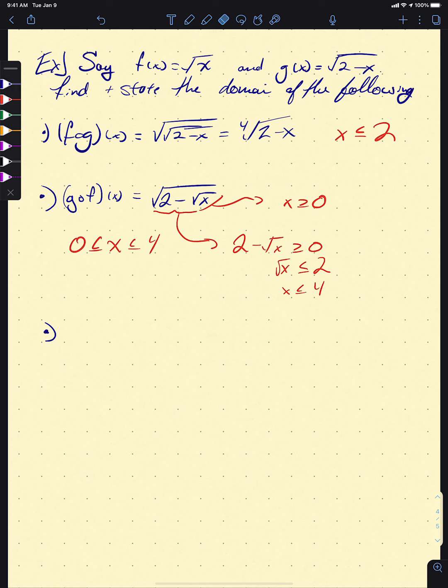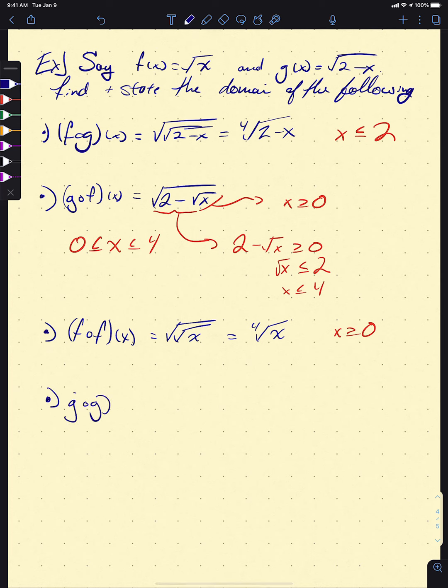Next, we'll take a look at f of f, right? So f circle f of x. Well, that's the square root of the square root of x, which is the fourth root of x, and our domain is, of course, x is greater than or equal to 0.